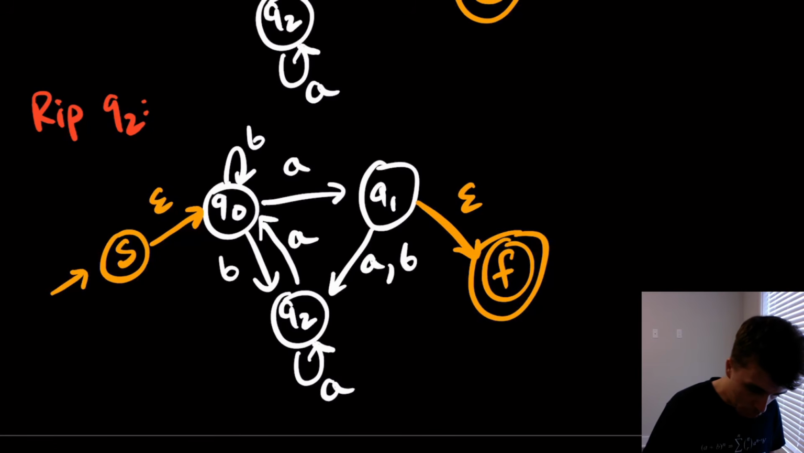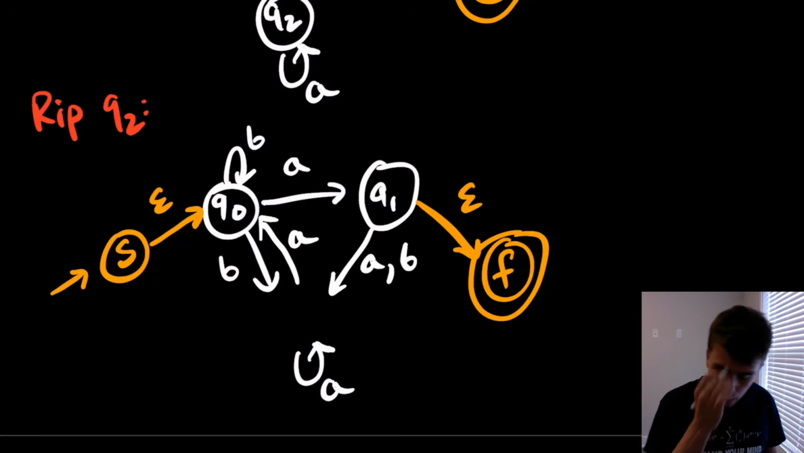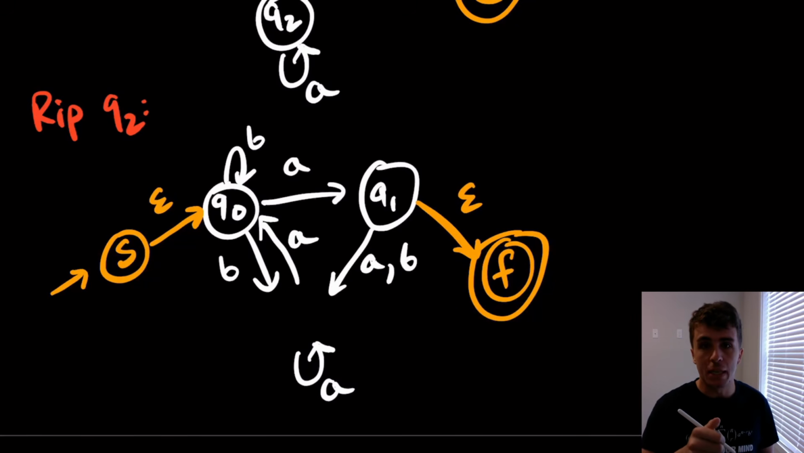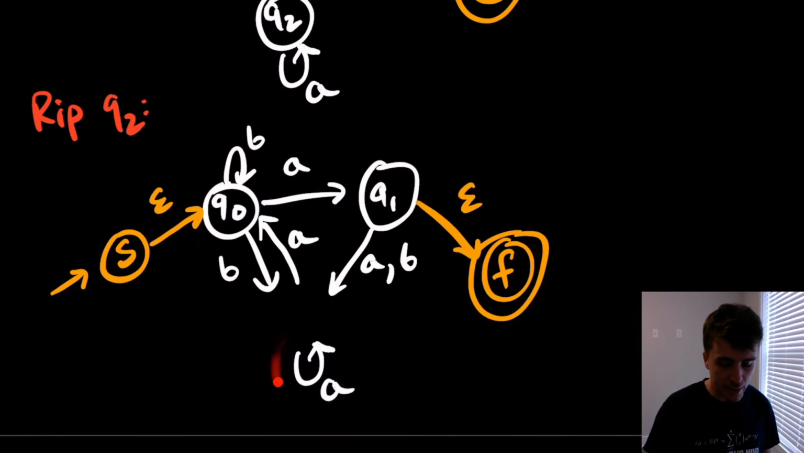Okay, so here I want to rip Q2 out. Now we have to look at all of the states that go into Q2, or what was Q2, and all of the states that Q2 goes to. And we see that there's a self loop on Q2, so we do have to take that into account.